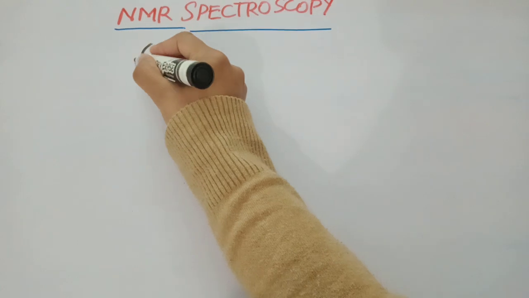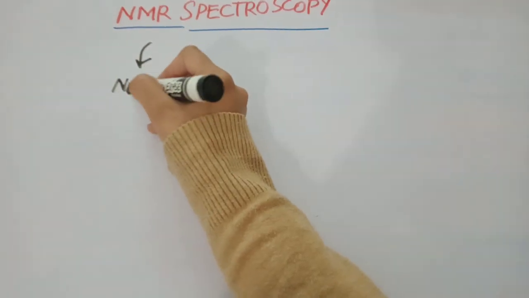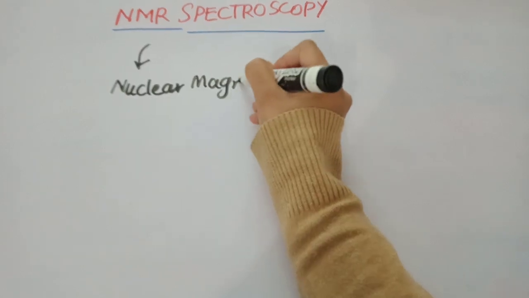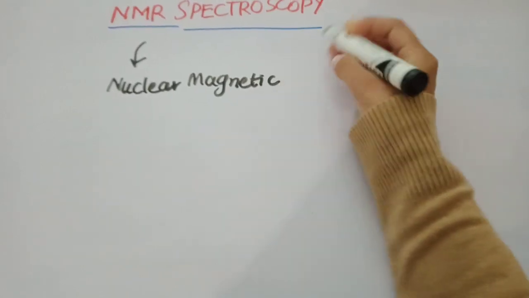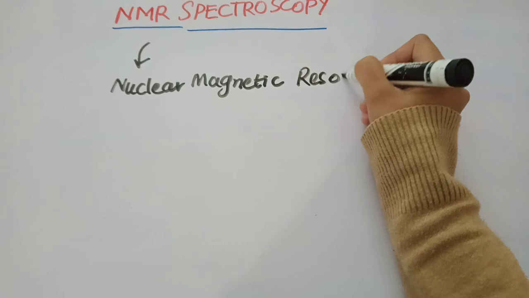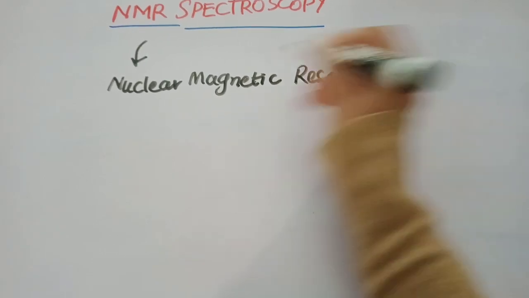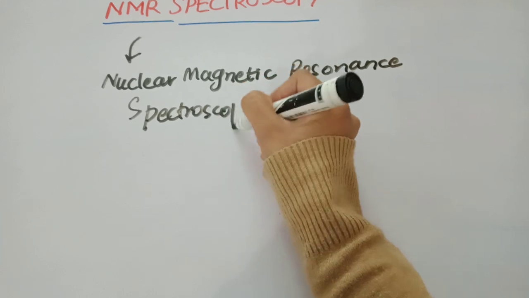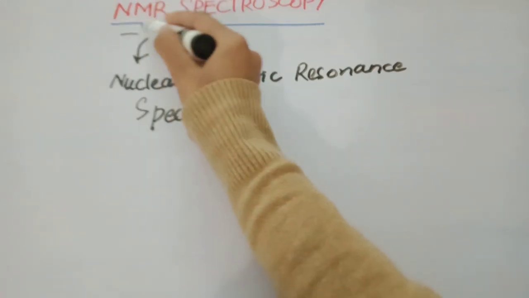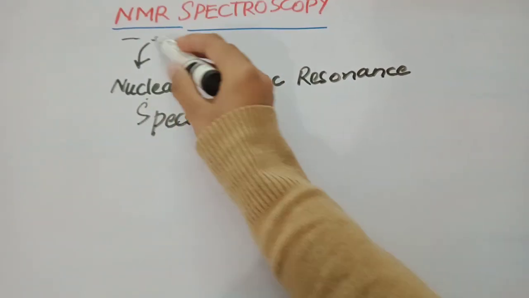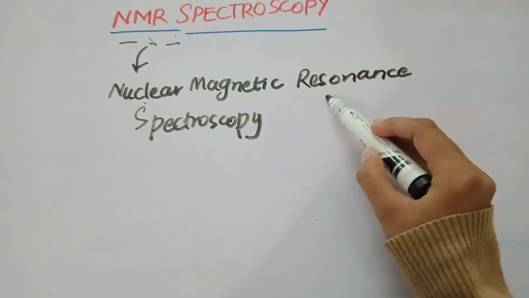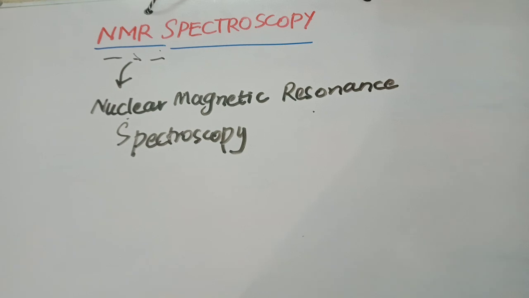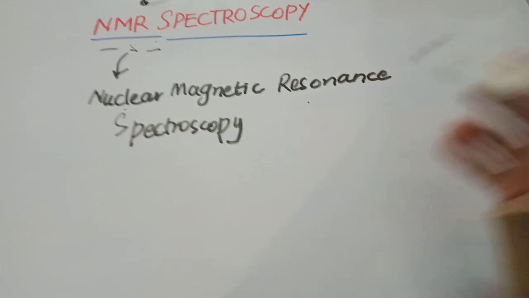Basically, NMR spectroscopy means nuclear magnetic resonance spectroscopy. NMR stands for nuclear magnetic resonance spectroscopy. So in NMR spectroscopy, we basically see different signals.